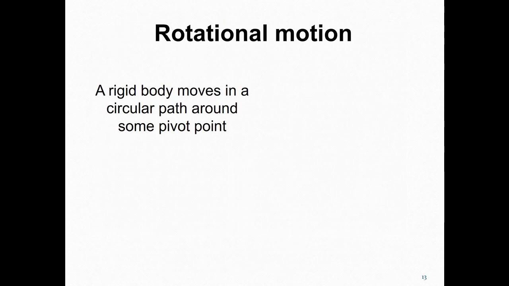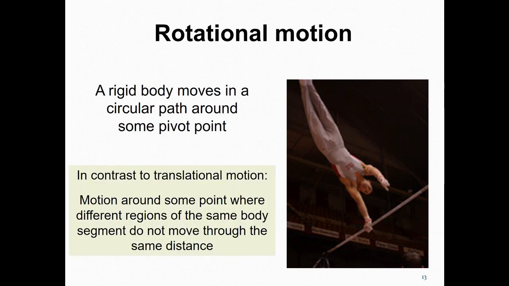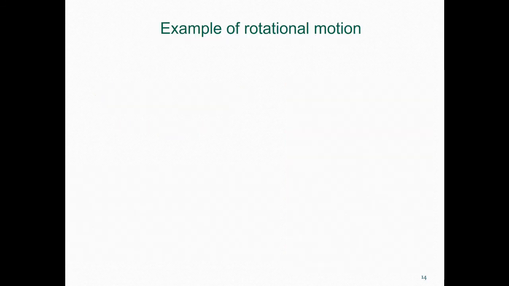In rotational motion, a rigid body moves in a circular path around some pivot point. Here we see a gymnast on the high bar. The first thing to notice is that the translational motion of different body parts is very different. The feet are moving through space much quicker than the pelvis, and the hand is almost not moving at all. In contrast to translational motion, we are seeing motion around some point, with different regions of the same body segment not moving through the same distance.